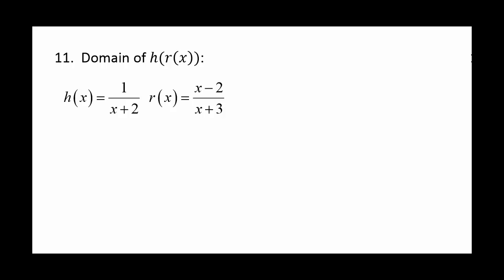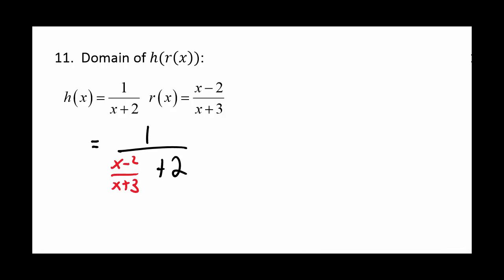Number 11, we are finding another composition of functions here. H is on the outside, R is on the inside. So when I look at the composition, I want 1 over something plus 2, and that something is going to be R, so that's x minus 2 over x plus 3.